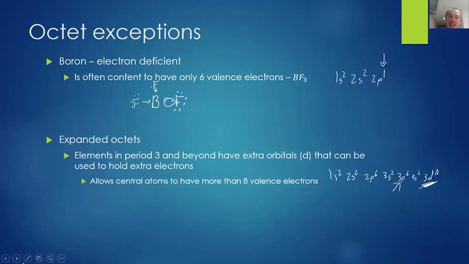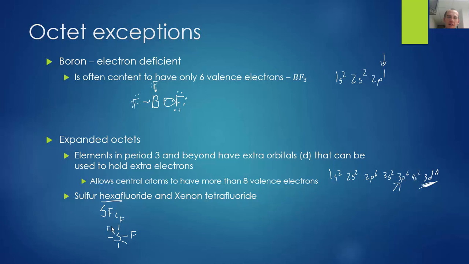And that means occasionally we'll get central atoms that have more than 8 valence electrons. So sulfur hexafluoride is a classic example. Hexa means 6, so I have SF6. Well, fluorine has to be a terminal atom. It's the most electronegative, which means I'm going to have sulfur making 6 bonds, F, F, F, F, F, F.